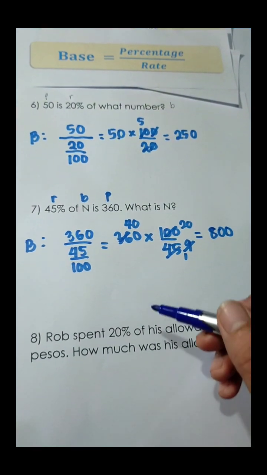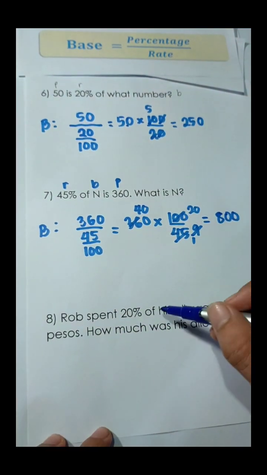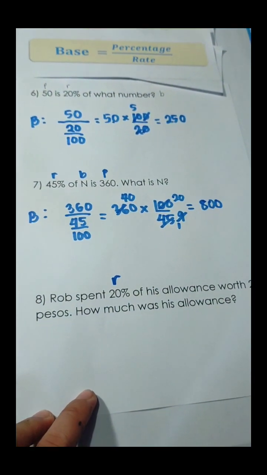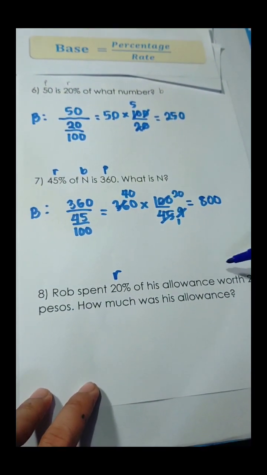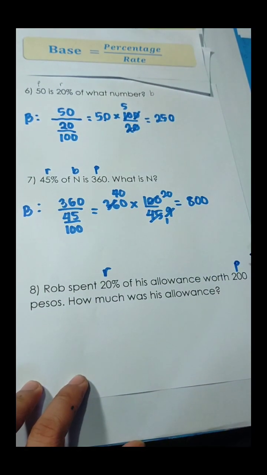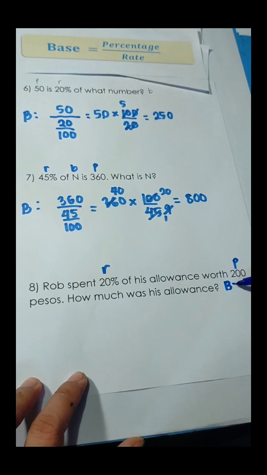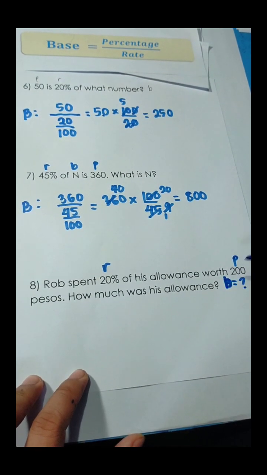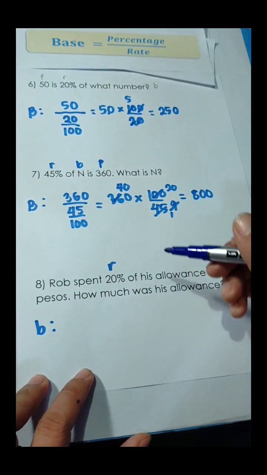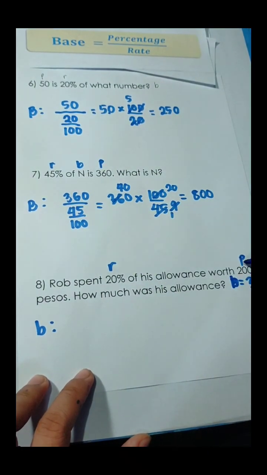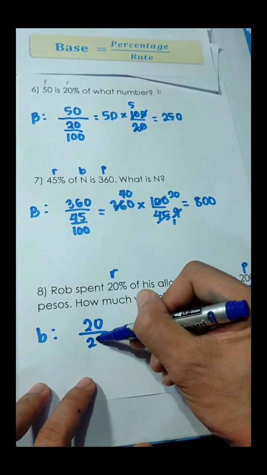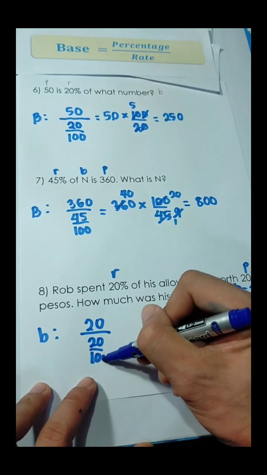Number 8. Rob spent 20% of his allowance, this is the rate, worth 200 pesos. So this is the percentage. How much was his allowance? We're looking for the base, or small b. By formula, base is percentage over rate, 200 over 20 over 100.